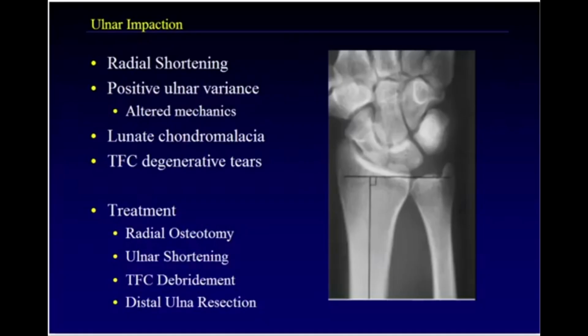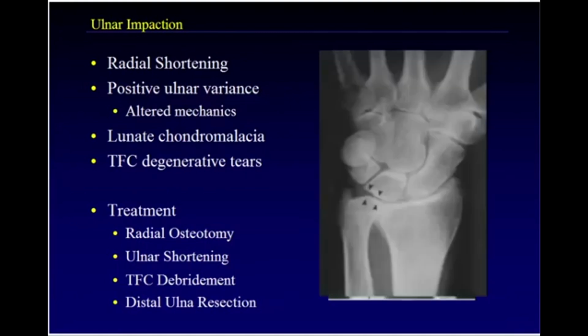Now, what about ulnar impaction with distal radius fractures? That occurs when you have significant radial shortening. You can get positive ulnar variance, and that leads to altered mechanics in the radiocarpal articulation, as well as lunate chondromalacia. You can get degenerative tears of the triangular fibrocartilage complex, and these would be the treatment options: radial osteotomy, ulnar shortening, debridement, or distal ulnar resection, as you see mentioned there.